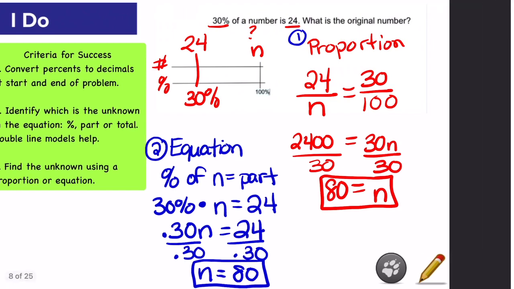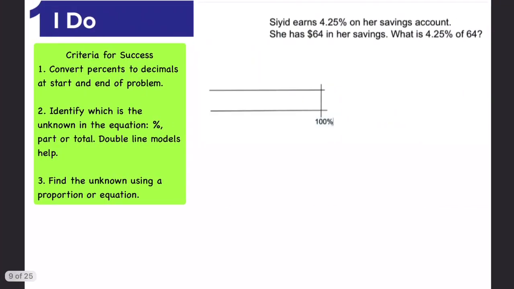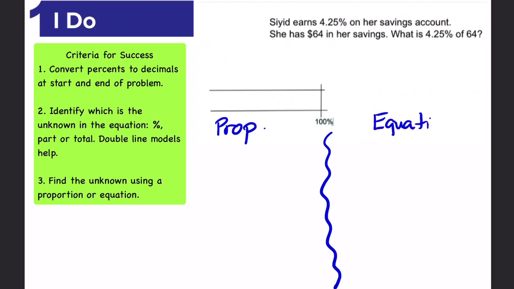We're going to do the same thing. I'm leaving the CFS there for you on the side so you have it. I'm going to jump right into my problem. And again, I'm going to use the same two methods. So I'm going to just split this down the middle. And I'm going to use a proportion on one side, and on this side, I'm going to use an equation. So you have them both. All right, starting off, Saeed earns 4.25% on her savings account. She has $64 in her savings account. What is 4.25% of 64?